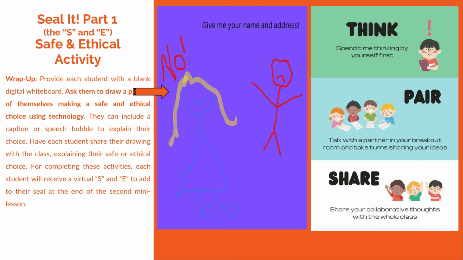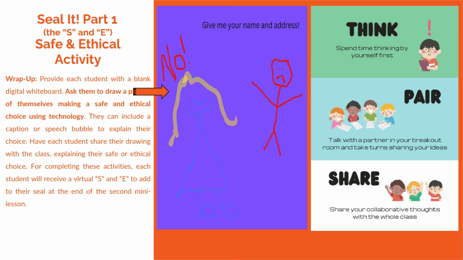We went into breakout rooms and did a think, pair, share. So the students would go into a breakout room and they would think through scenarios highlighting safe and ethical activities. And then they would pair up and talk to each other about how can we be safe and ethical. If someone is asking us for sensitive information online, how can we protect ourselves? And then they shared out what they learned.